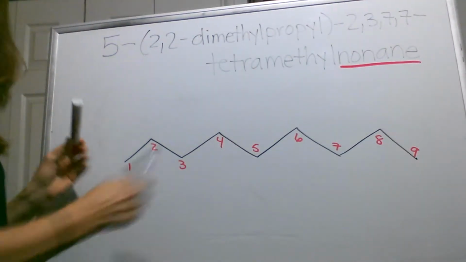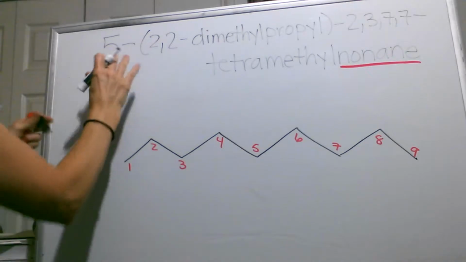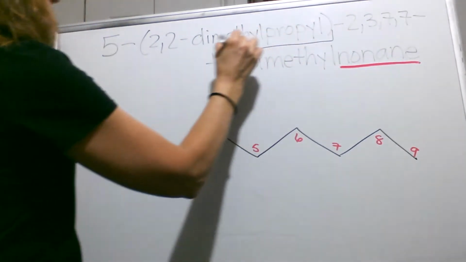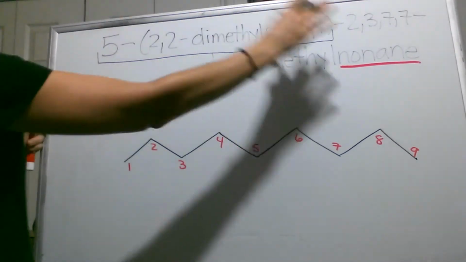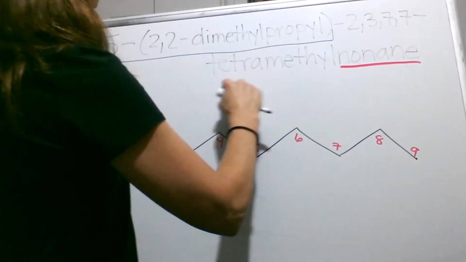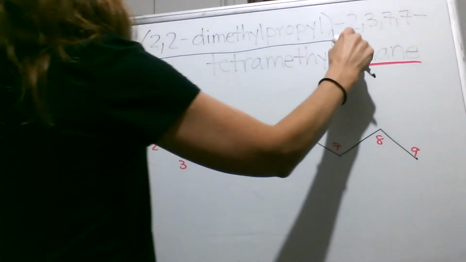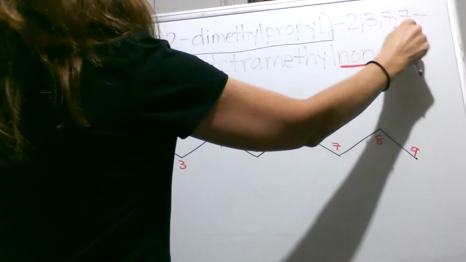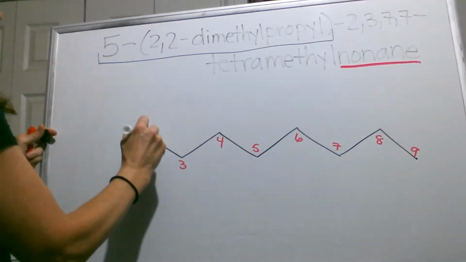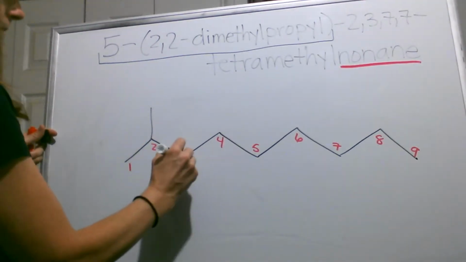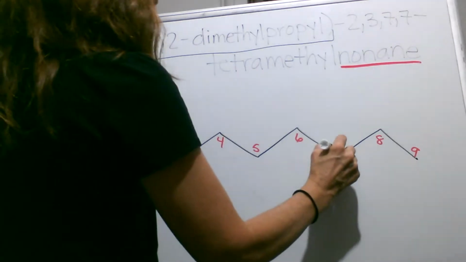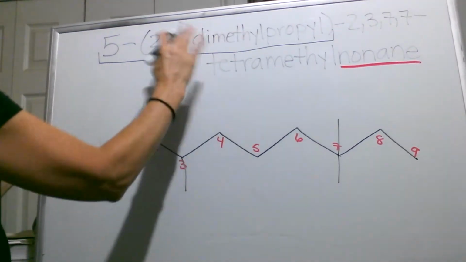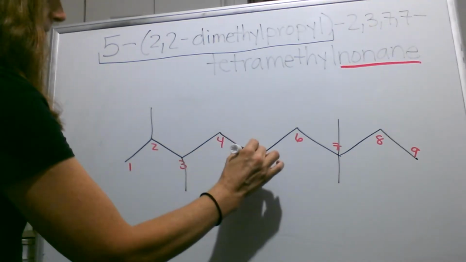Okay, so we're just going to walk through this. On carbon 5 we have something that's a little bit more complicated. We're going to come back to that. So let's just skip ahead. We have 4 methyl groups, tetramethyl, and we have a methyl group on carbon 2, on carbon 3, and 2 methyl groups on carbon 7. So we're just going to draw those. So there's 2, 3, 7, 7. And then we're going to come back to what is attached at carbon 5.